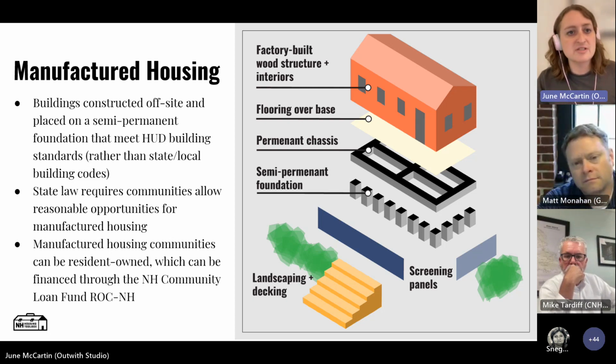Similar to ADUs, a community has to permit essentially the siting of manufactured housing, whether on standalone lots or in manufactured housing communities. That has to be allowed somewhere in your town, and so I believe is otherwise by default. I would have to double check that.